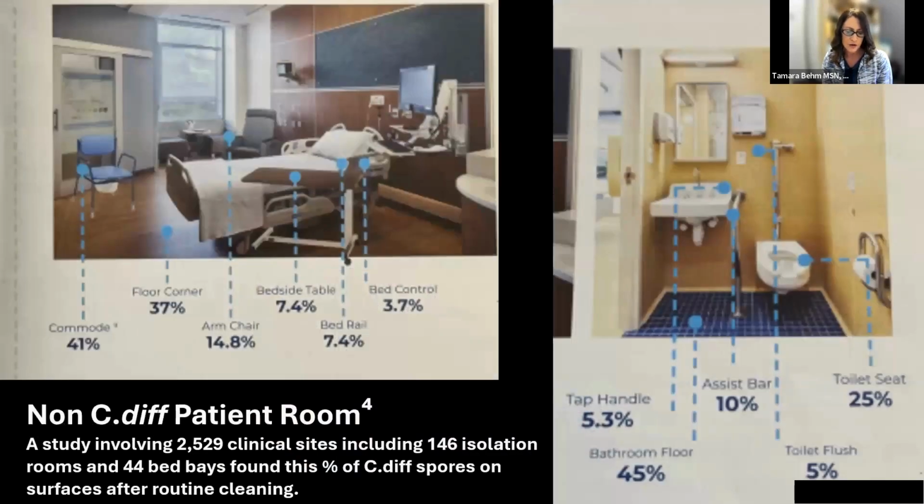These images show you the description or the depiction of the areas we often underestimate as the location for various spaces of contamination for C. diff. The walls, the toilet handle, the toilet paper roll, floors, assisted bars, commodes, armchairs in the room, bedside tables, bed rails, and other areas in the room, especially if there's a self-flushing toilet in the room.